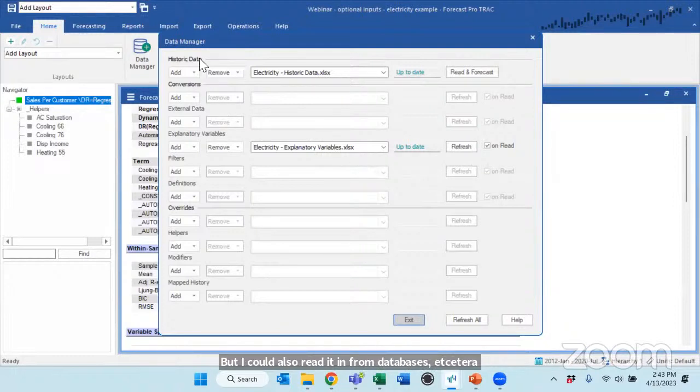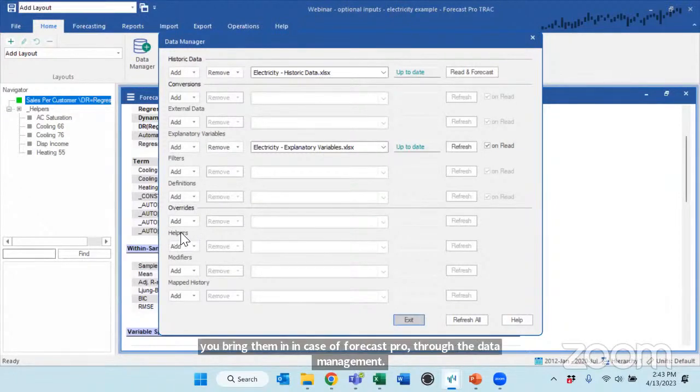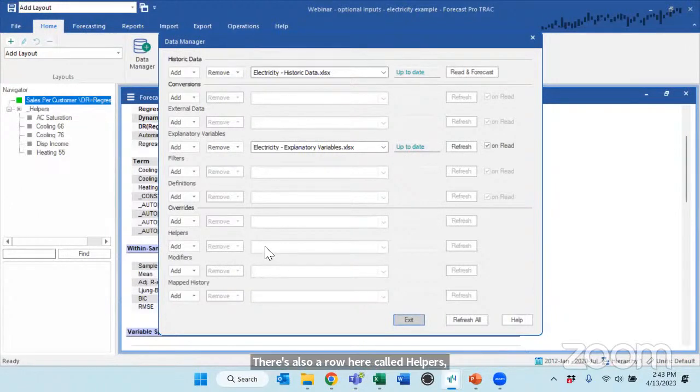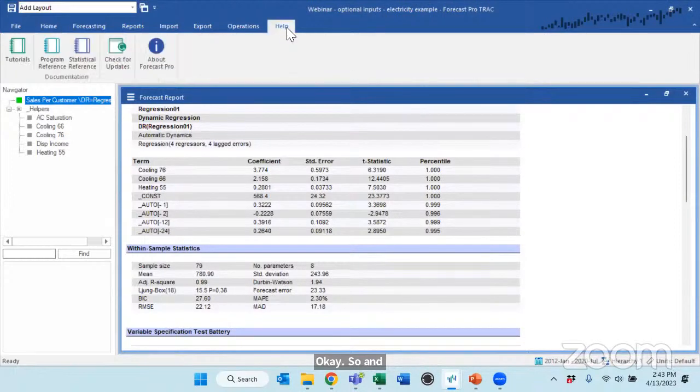The idea is, and this will work with other applications, there's going to be a way of bringing in data. But explanatory variables are basically external data that you're creating, and you bring them in, in the case of Forecast Pro, through the data manager. There's also a row here called helpers, and event schedules, which we also talked about, are brought in through there, as are the weights.